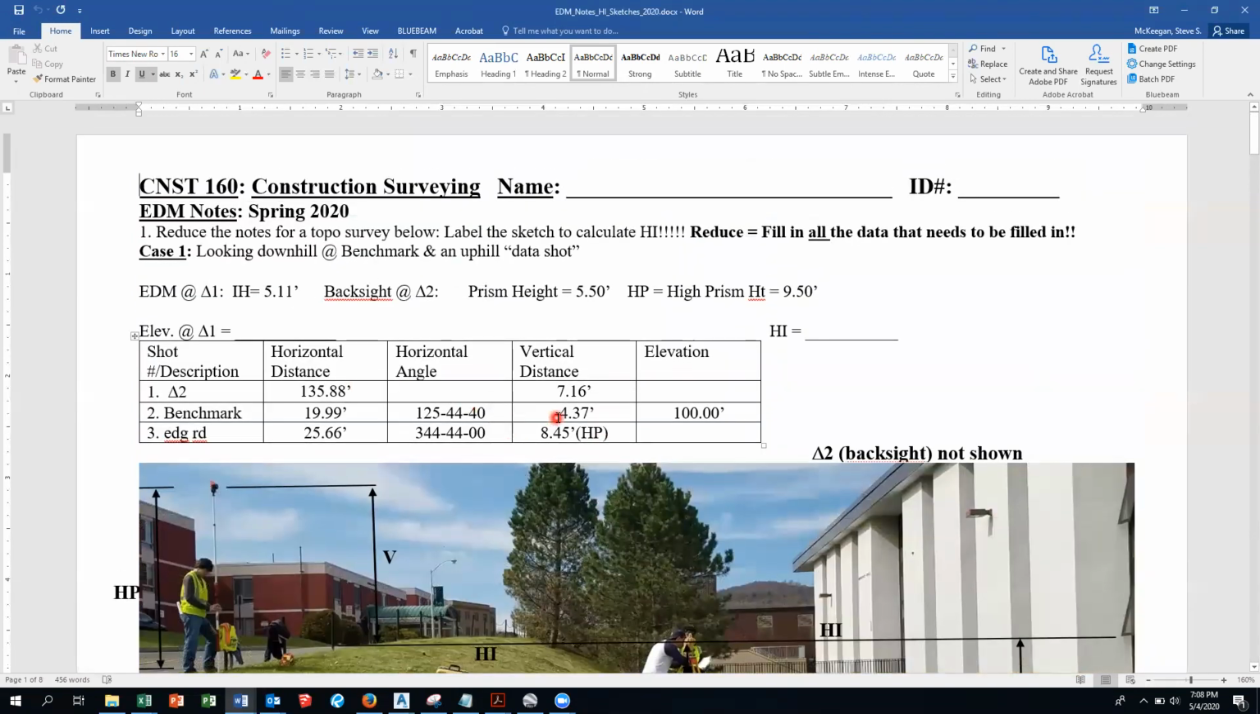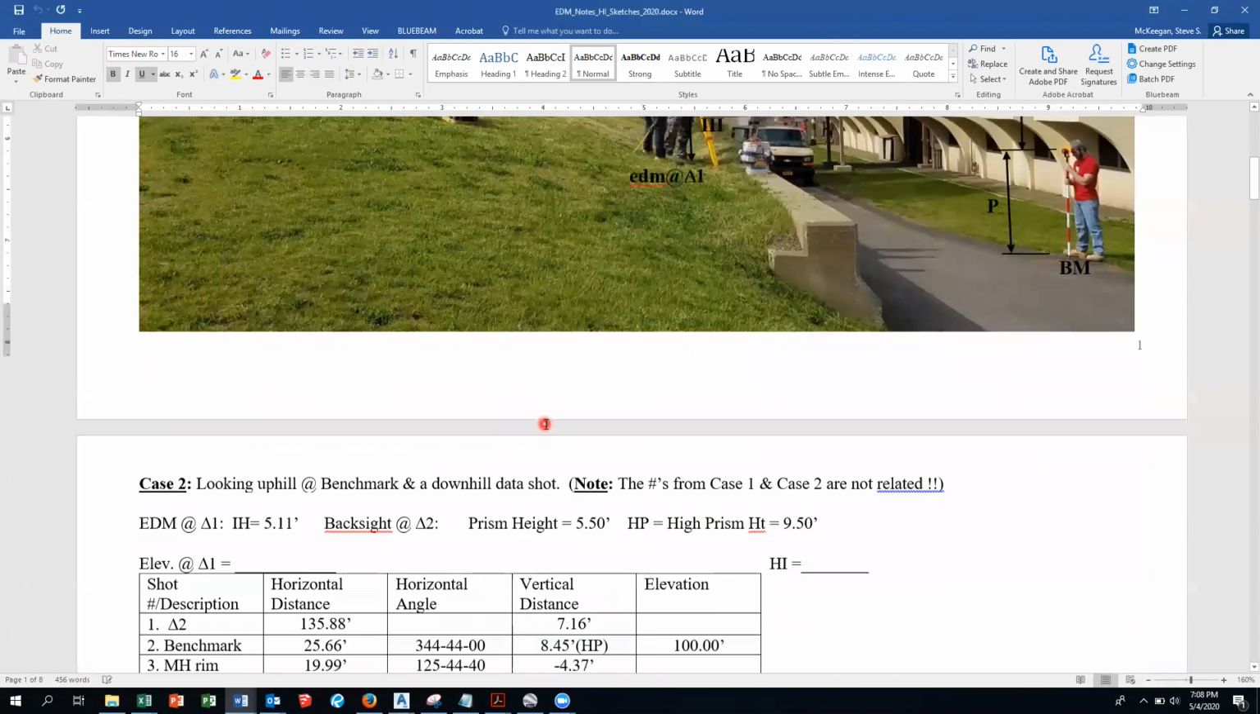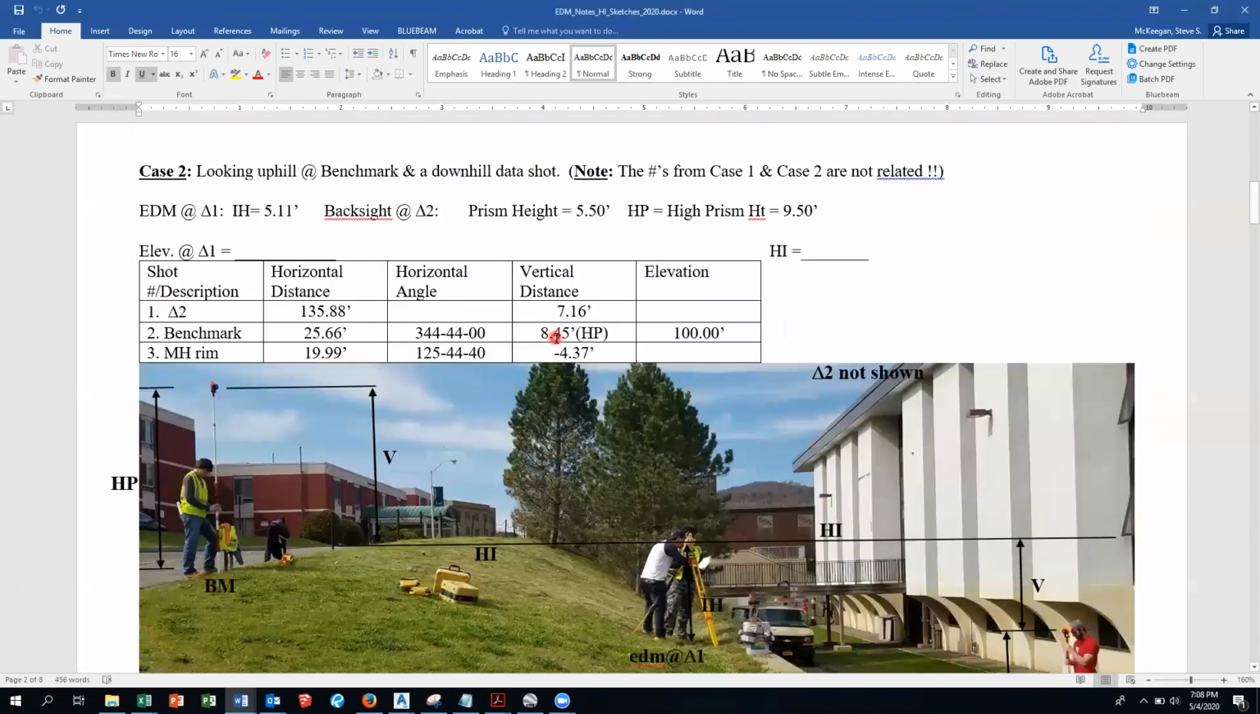Here, we went over this before. The benchmark was negative. The vertical distance was negative. The second one, the vertical distance was positive. That means I was looking up at the benchmark. Okay.